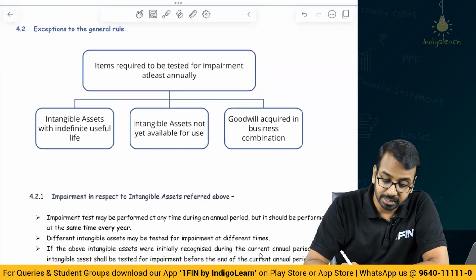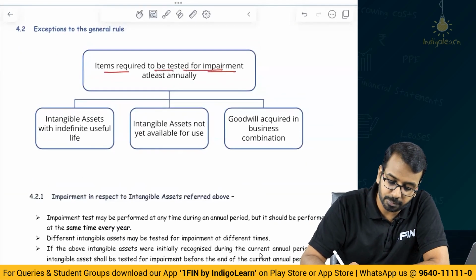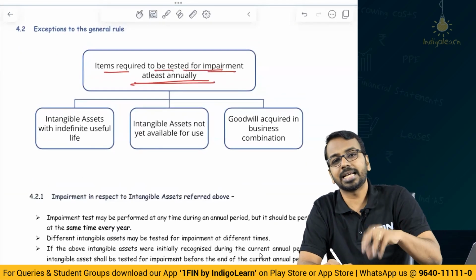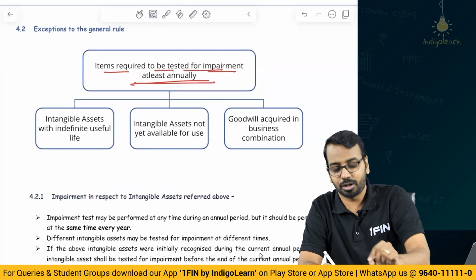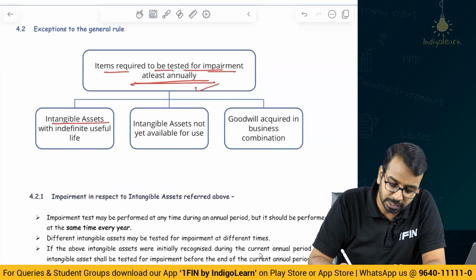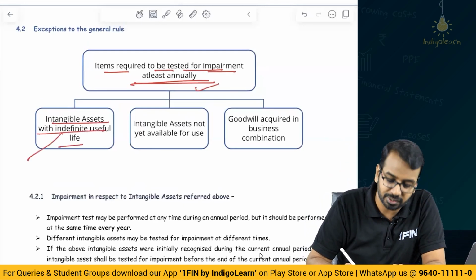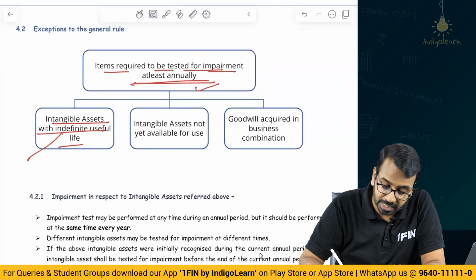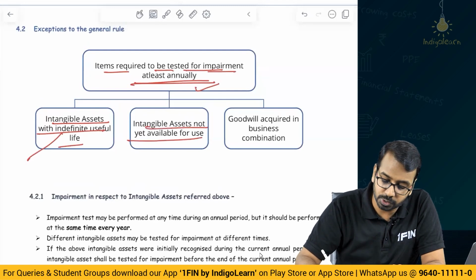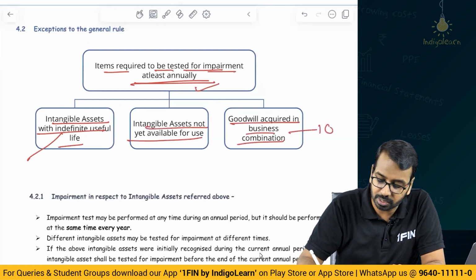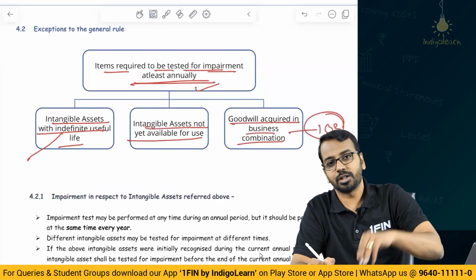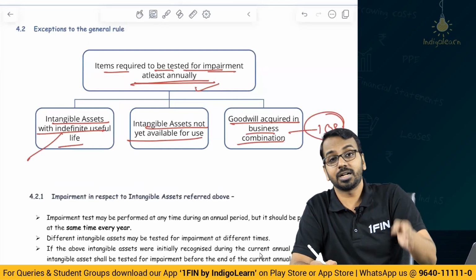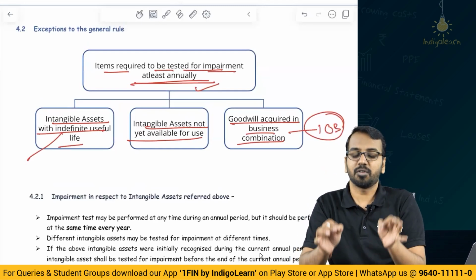Okay, then there are some items which are required to be tested for impairment at least annually, means irrespective of whether conditions are there or not, you have to test for impairment annually. Intangible assets with indefinite useful life, indefinite means we are not able to determine. Intangible assets not yet available for use, and goodwill acquired in a business combination as per IndAS 103. For these categories, whether or not there is an indication, every year you will test for impairment.